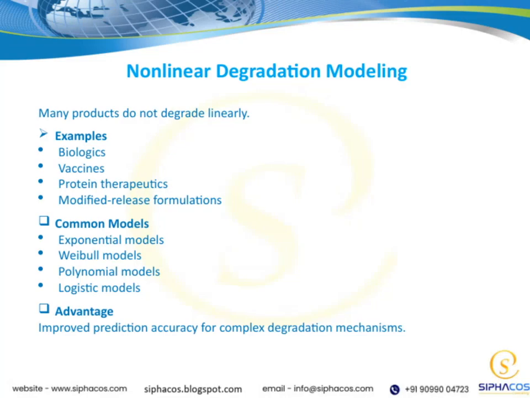Let's talk about nonlinear degradation modeling. Many products don't degrade in a simple, straight line over time. Think about biologics, vaccines, protein therapeutics, or modified release formulations. Their breakdown can be quite complex. To capture this, we use models like exponential, Weibull, polynomial, and logistic. These aren't just fancy math. They help us predict how these products change with much better accuracy, especially when the degradation doesn't follow a predictable pattern. This approach gives us a clearer picture of product stability.